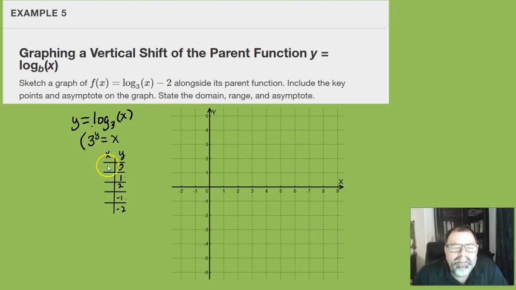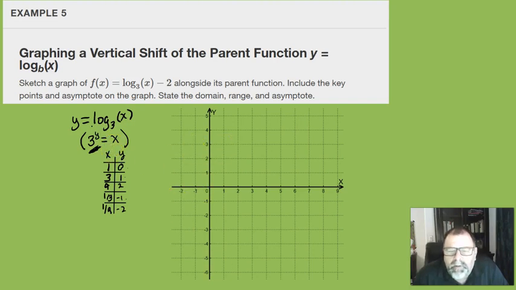So 3 to the 0 is 1. 3 to the 1 is 3. 3 squared is 9. 3 to the negative 1 is 1/3. 3 to the negative 2 is 1/9. And again, if you're wondering what I'm doing, I'm just plugging it into the exponential form of the function. 3 to the 0, 3 to the 1, 3 to the 2, and just putting the answers for x, because see, we're plugging in y to get x.